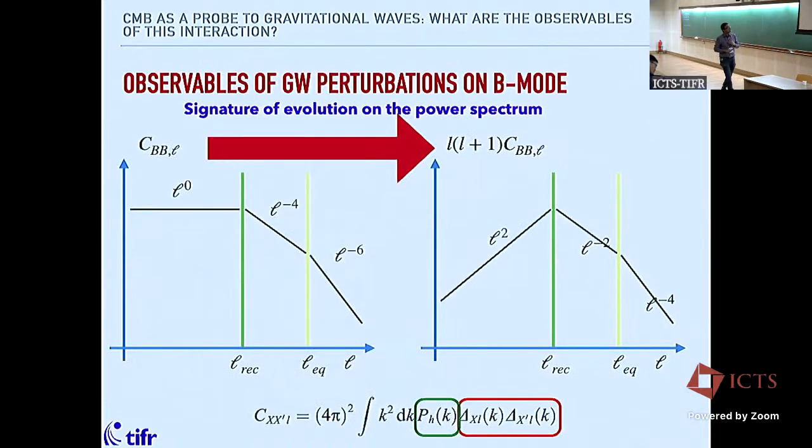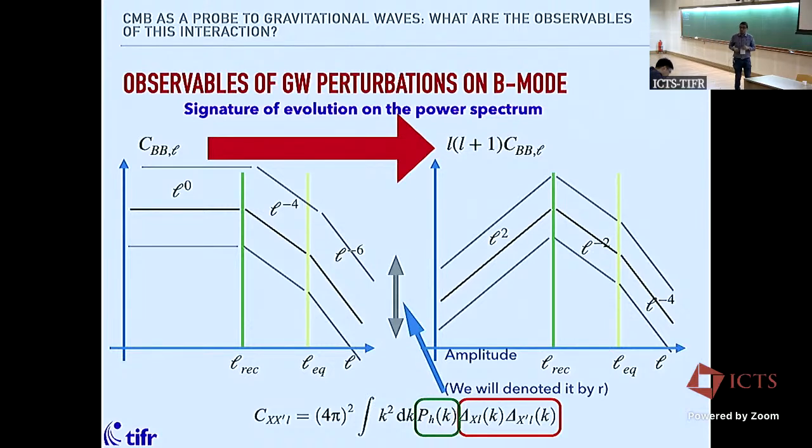And so if I say this is C_L^BB, a very famous, usually observed quantity is L squared C_L^BB, to make it more flat. And you see that this is the scaling. So this is L to the power 0, this is L squared, this gets L to the power minus 2, this gets L to the power minus 4. That's the envelope of the fluctuation you should observe.